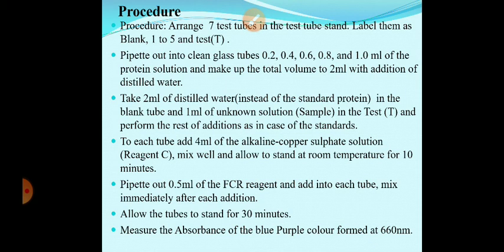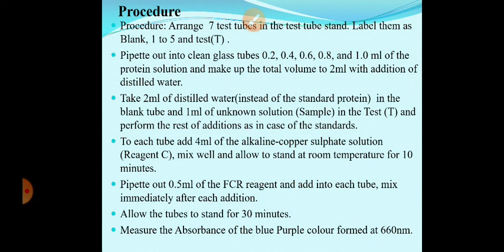In the first tube you have taken 0.2 ml, second test tube 0.4 ml, third test tube 0.6, like that. Now you have to make up the volume in each tube by adding distilled water, up to 2 ml. So in the first tube where you have taken 0.2 ml of protein solution, you will add 1.8 ml of water so that the volume becomes 2 ml. So in all the 5 tubes you make up the volume to 2 ml by adding distilled water.